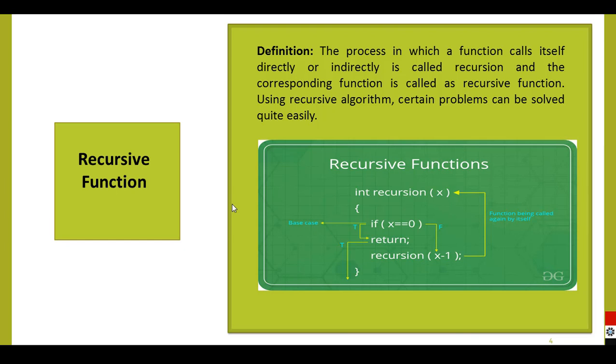While using recursion, make sure that it has a base or exit condition, otherwise the program will go into an infinite loop. Recursion contains two cases. The first case is known as the base case and the second case is known as the recursive case. Now in this case, if x is equal to 0, this is the base case, and recursion with x minus 1 is the recursive case.